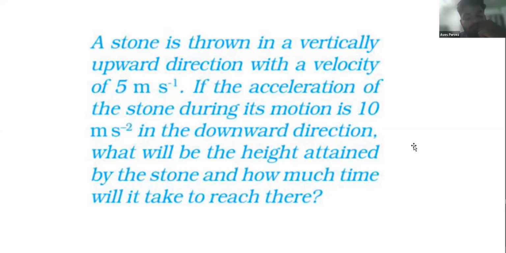Are you solving? Yes, sir, 1 second. A stone is thrown vertically upward with a velocity of 5 meters per second. So what is it given, initial velocity or final velocity? Okay, you do it first.